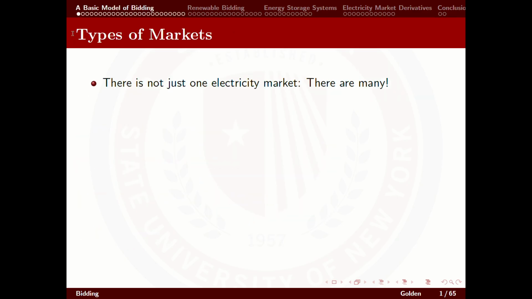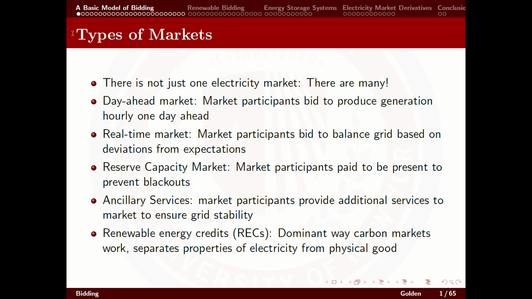So, there's not just one type of electricity market. There are many electricity markets. There's the day-ahead market, where market participants bid to produce generation hourly, 1 day ahead. So it's 24 hours from now, and then you're bidding at the hourly intervals. And then there's the real-time market, where market participants bid to balance the grid based on deviations from expectations.